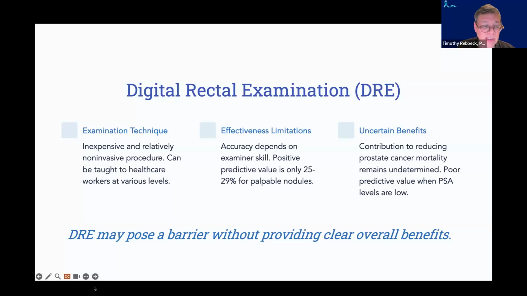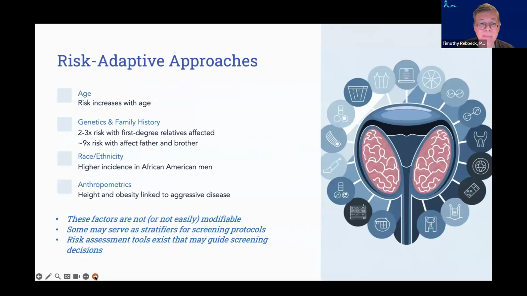I think most people feel at this point that DRE isn't necessary, particularly in a screening context, though it may be relevant in a diagnostic context. And the messaging may end up being, it's a blood test, not a finger test. That should be used in thinking about how to screen for prostate cancer, and that messaging, that information, needs to be refined. Now we're thinking about risk adaptive or risk stratified approaches.